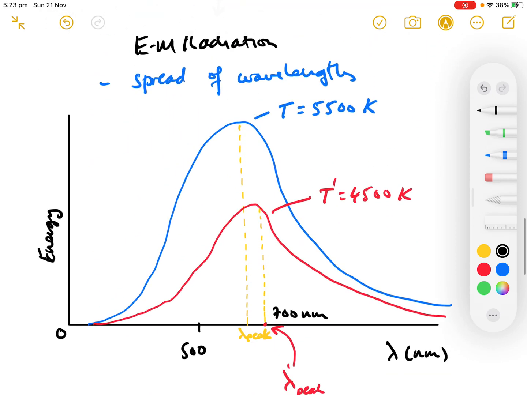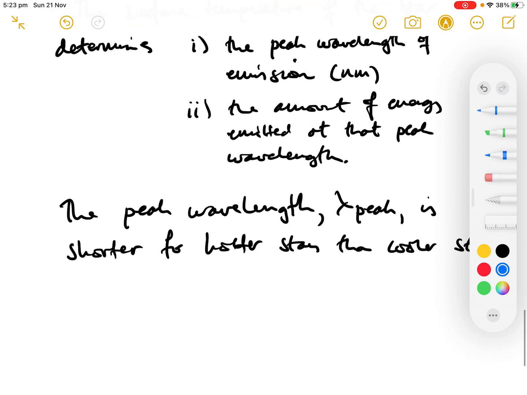And if you go back up to the graph, you can see that there's lambda peak there for that fairly hot star, a relatively hot star, 5,500 Kelvin. It's actually kind of a middling star, really. That's about the temperature of the sun at the surface. But if you go to a cooler star, temperature at the surface 4,500, then its wavelength of peak is about 700, so it's a bigger wavelength. Okay, so cooler stars emit at bigger wavelengths.